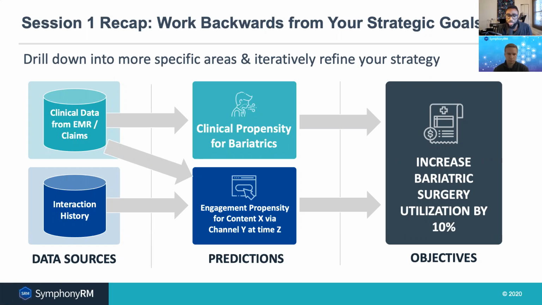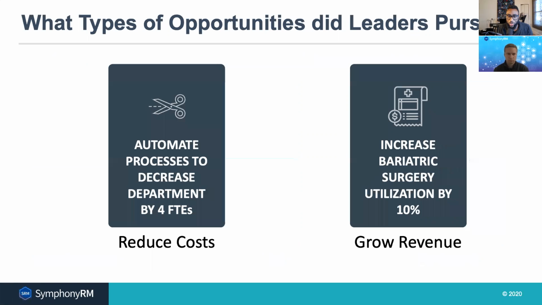So then the next question, and Joe is actually going to throw a poll up for us: what types of opportunities did the most successful leaders pursue? Was it we're going to automate processes and decrease FTEs in this particular department? Or was it more focused on growing revenue, improving utilization?